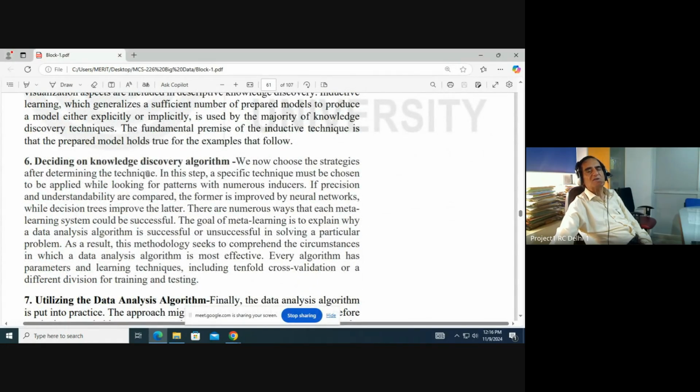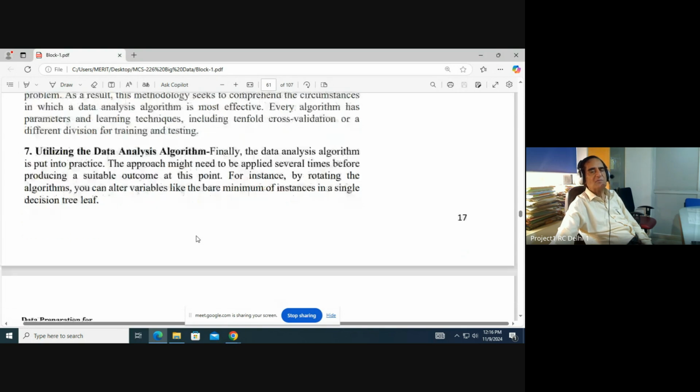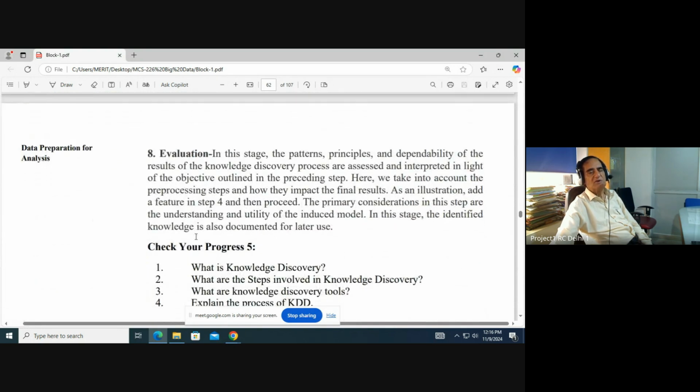Deciding on the knowledge discovery algorithm. We now choose the strategy. Which algorithm should we use? So, look for patterns. There are numerous ways, and you will study more of this also in machine learning, pattern recognition and all that. Utilizing the data analysis algorithm. Finally, the data analysis algorithm is put into practice. The approach might need to be applied several times before producing a suitable result. Then evaluate this and all that.